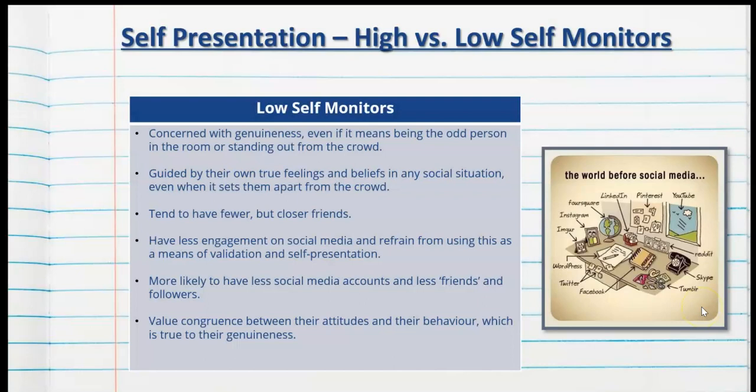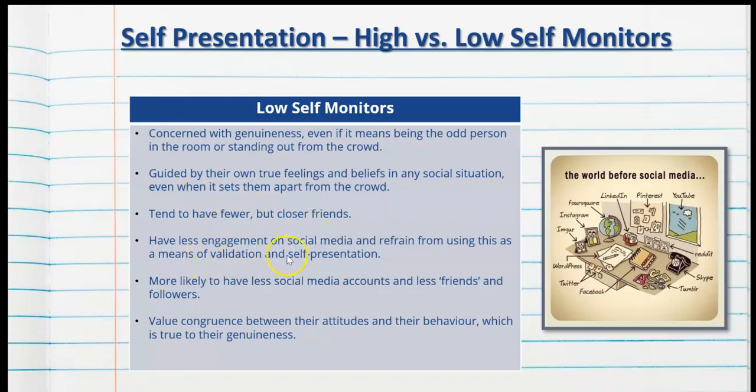Speaking of low self-monitors, let's go through this in more detail. This is the opposite of a high self-monitor. Low self-monitors are concerned with genuineness, even if it means being the odd person in the room or standing out from the crowd, so a lack of conformity. They are guided by their own true feelings and beliefs in any social situation, even when it sets them apart from the crowd. They tend to have fewer but closer friends with more meaningful relationships.